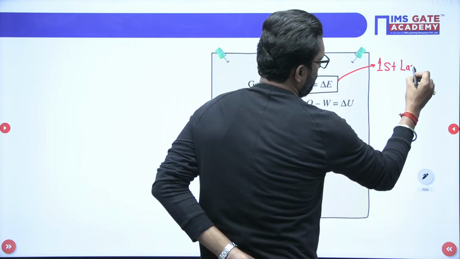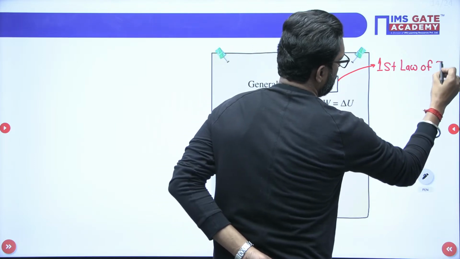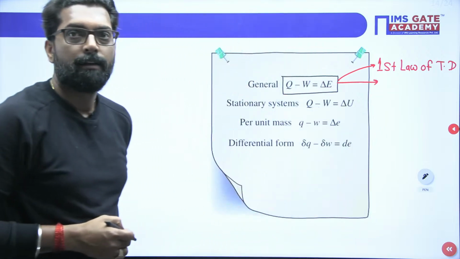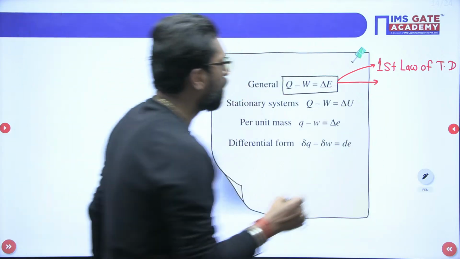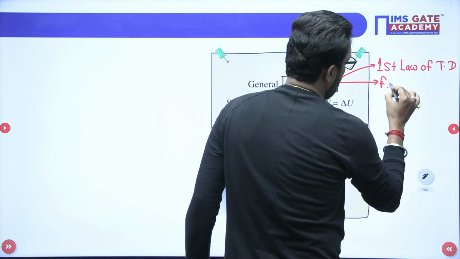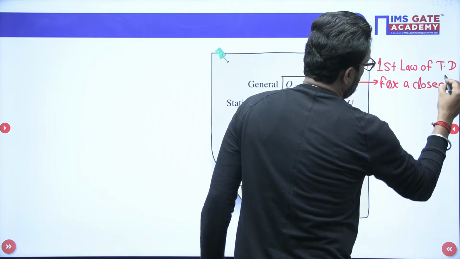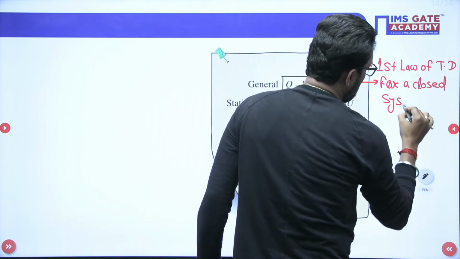First law of thermodynamics, number first. What is the number second? This is the first law for the... what is the number? For a closed system. Why is it applicable for the closed system?